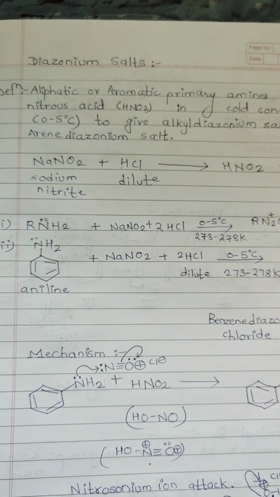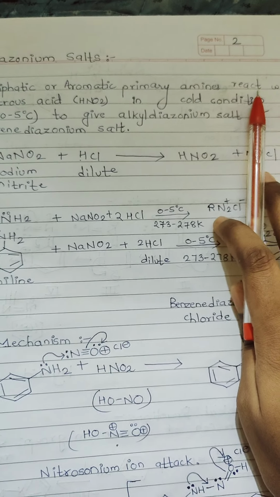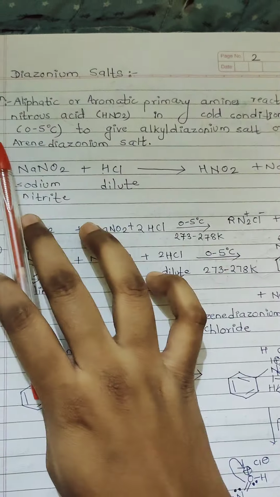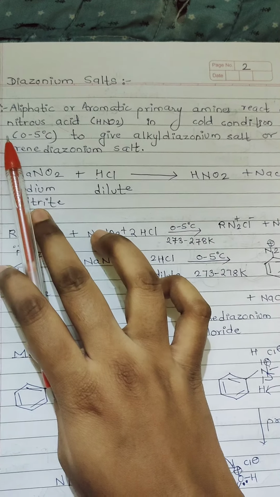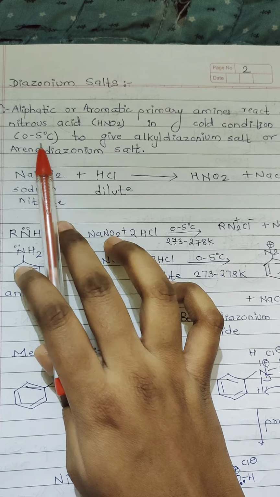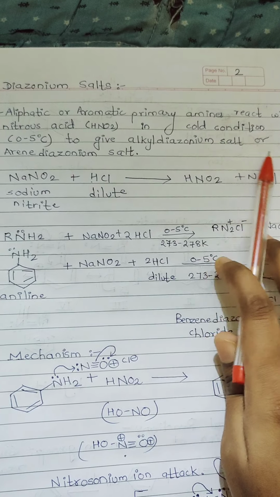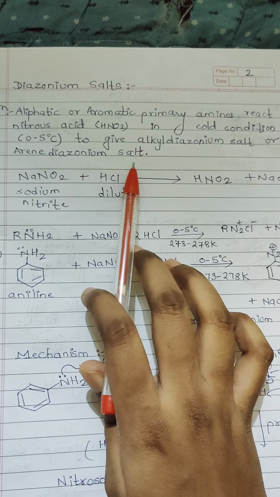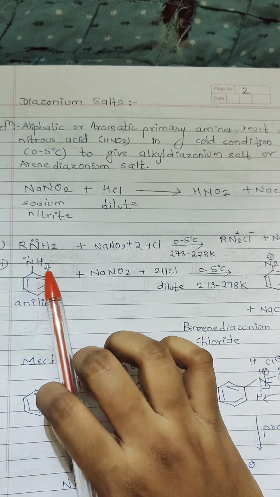Definition of diazonium salt. The aliphatic or aromatic primary amines react with nitrous acid, HNO2, in cold condition, that is 0 to 5 degrees Celsius, that is very cold, to give alkyl diazonium salt or arene diazonium salt. So the reaction is like this. This is the basic reaction.